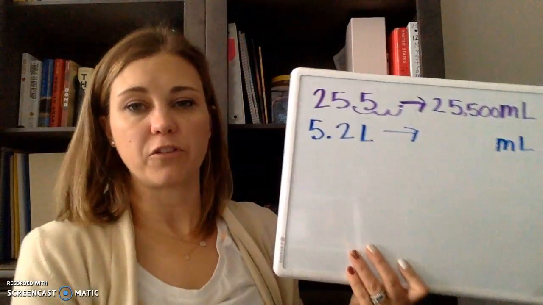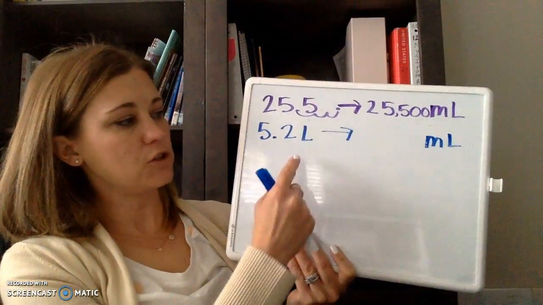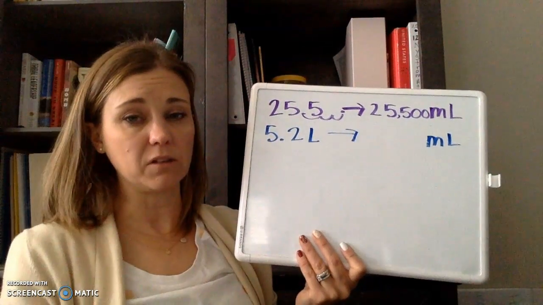So now I'm going to do my measurement of water that I already have. I know I have 5 and 2/10 liters. Now I want to change that to milliliters.